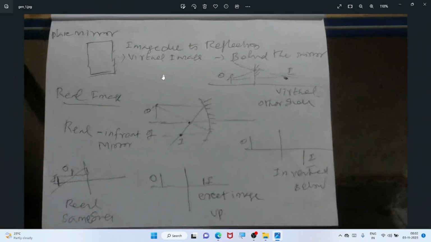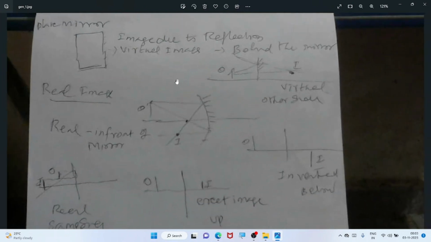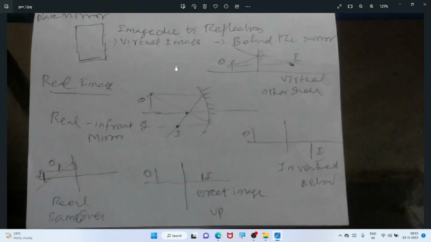So if you take a mirror and the image is formed on the back side, then it is called a virtual image. Now the real image is formed in front of the mirror itself. So if you take a mirror like this, object and image, then this is the real image. It is formed in front of the mirror. Okay, this is virtual, this is real.